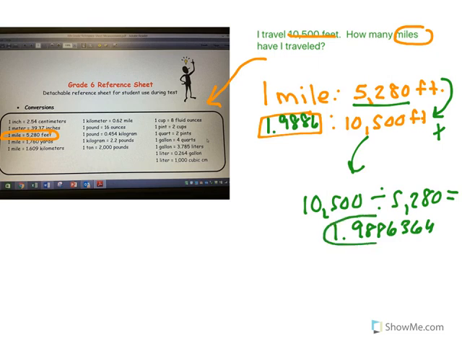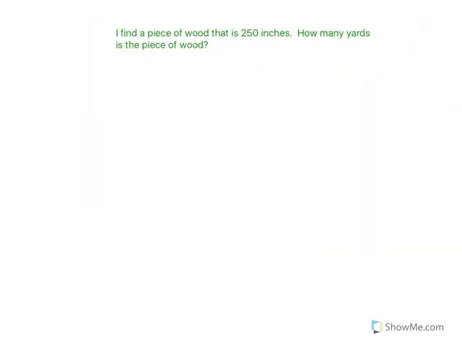that same answer that I just multiplied by, because whatever I do to the right-hand side, I have to do to the left. That means that I'm taking the 1 mile and multiplying it by that 1.9886364, and I get about 1.9886, which is telling me it's really about 2 miles. Which makes sense, because if I were to double 5,280, I would get 10,560, which is very close to 10,500. So it's not exactly 2 miles, but it is very close.